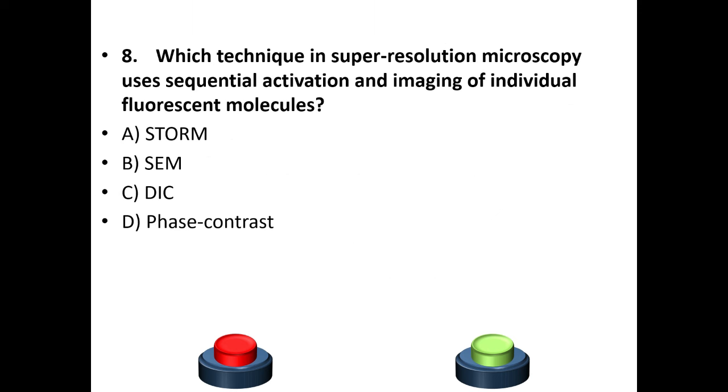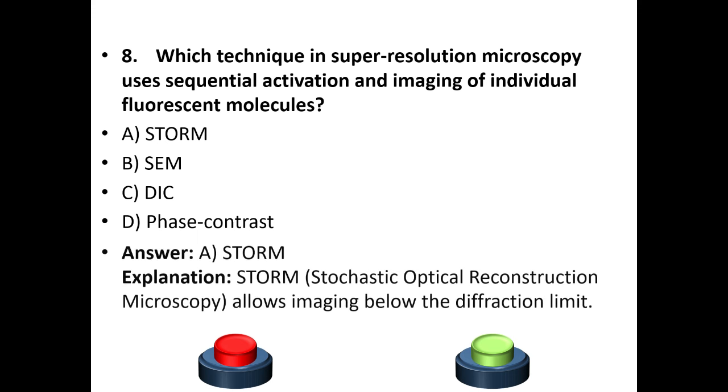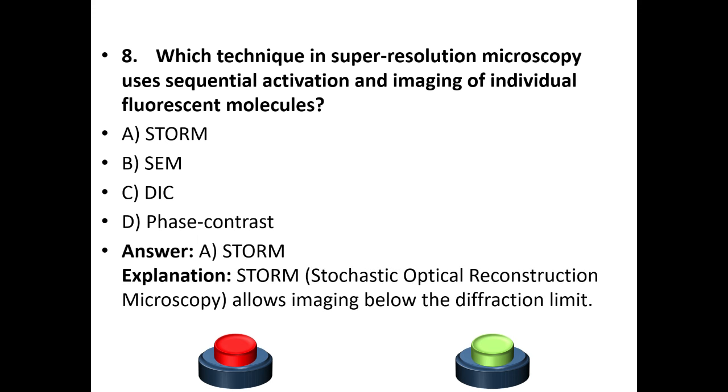Eighth question. Which technique in super resolution microscopy uses sequential activation and imaging of individual fluorescent molecules? A: STORM, B: SEM, C: DIC, D: Phase contrast microscopy. The answer is A, STORM. STORM means stochastic optical reconstruction microscopy, which allows imaging below the diffraction limit.